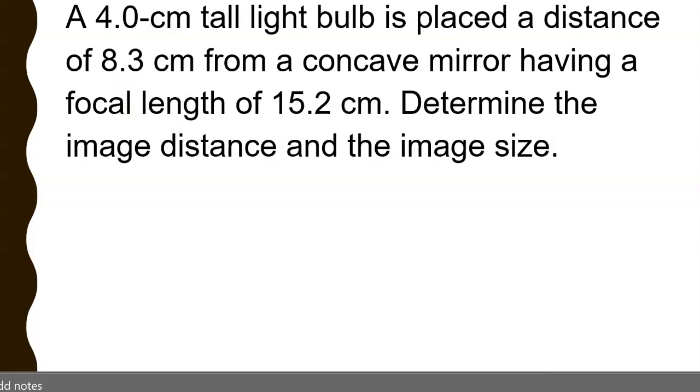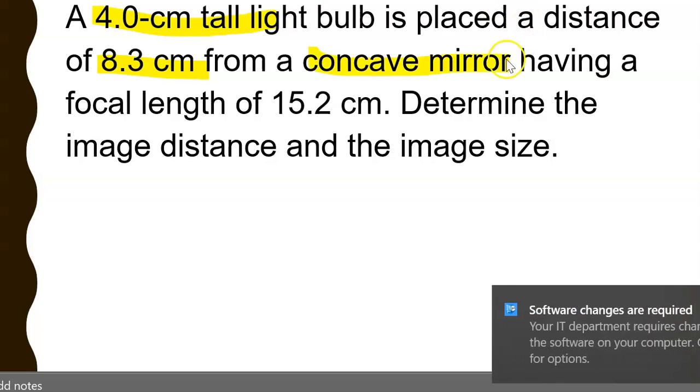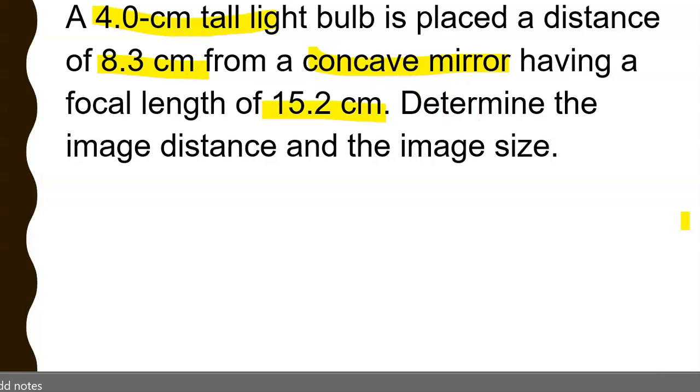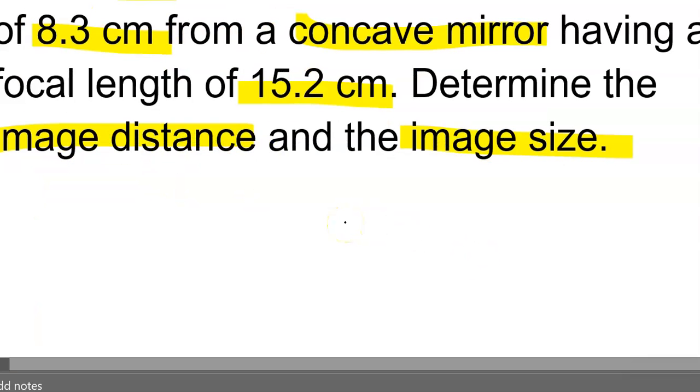So we have a 4 centimeter tall light bulb that is placed at a distance of 8.3 centimeters from a concave mirror, having focal length of 15.2 centimeters. Determine the image distance and image size. So first off, let's list out everything that we know about these givens and unknowns. Let me zoom in a little bit.